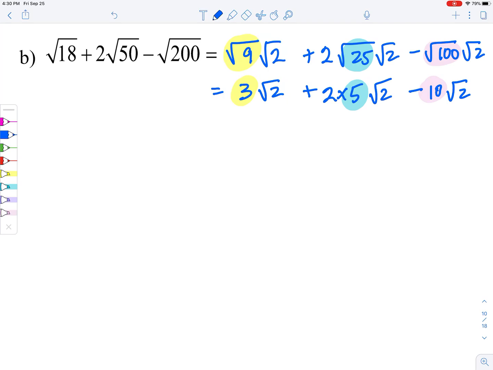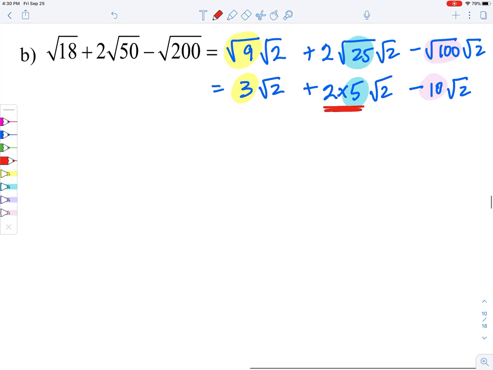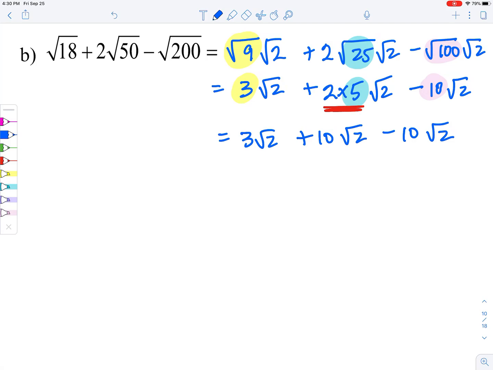So first we're going to have to do some BEDMAS here. I'm going to have to multiply those. So I'm going to have 3 root 2 plus 10 root 2 minus 10 root 2. They all have the same radicand, the same guts underneath the radical sign. So if I have 3 root 2 plus 10 root 2, that's 13. Take away 10 more, leaves me just with my 3 root 2.